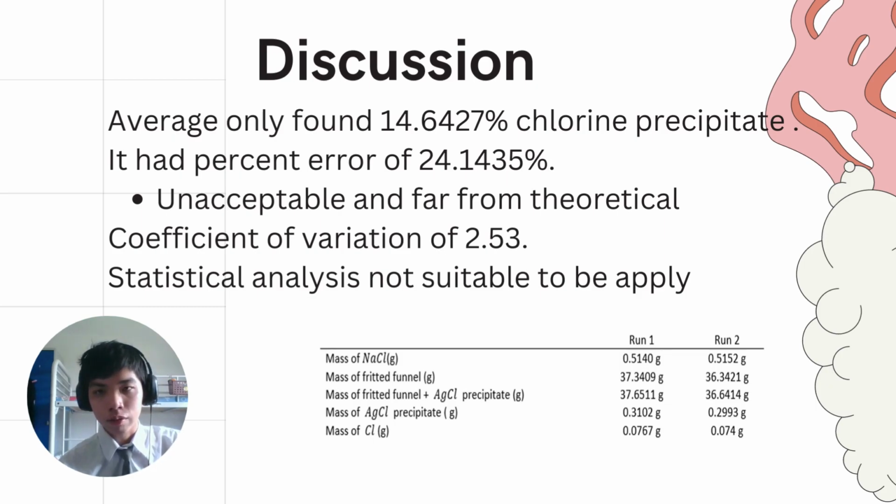So the percentage error is far from 100%, which means the result is not accurate and is unacceptable. So the experiment can be identified as a failed experiment. In this experiment, we only have two samples running in the process. Because of that, statistical analysis is not suitable to be applied, because we cannot identify any outliers or exceptions in the data we collected.